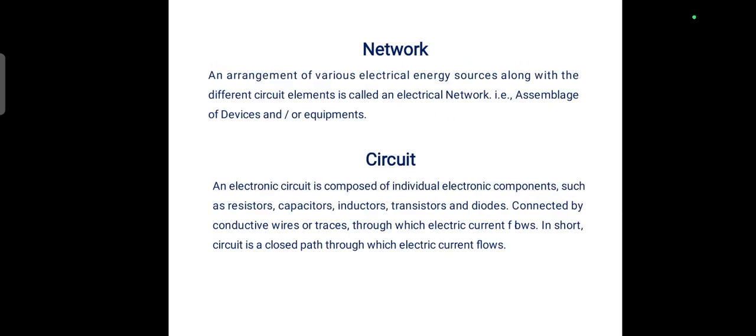And then we'll move on to the definitions of the network. An arrangement of various electrical energy sources along with different circuit elements is called an electrical network. That is, the assembly of devices and equipment is called a network. Next, circuit. An electric circuit is composed of individual electronic components such as resistors, capacitors, inductors, transistors, and diodes, connected by conductive wires or traces through which electric current will flow. In short, a circuit is a closed path through which electric current flows.